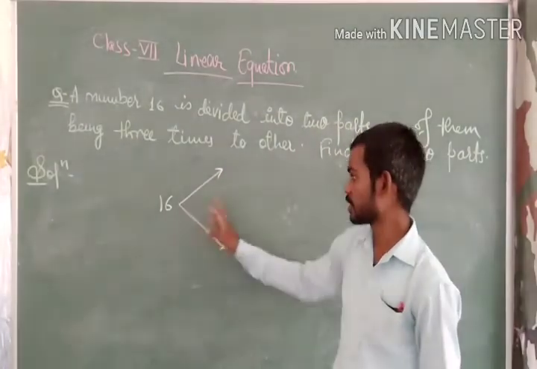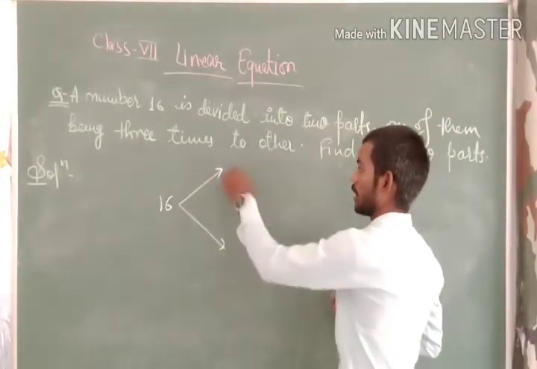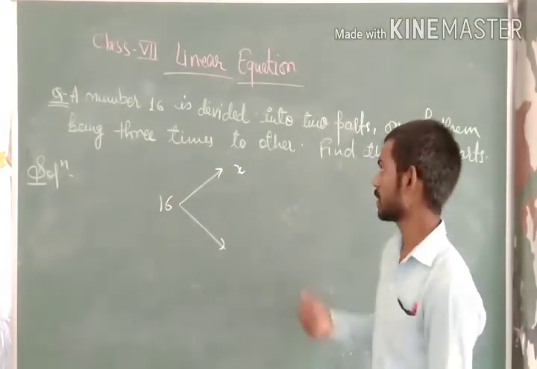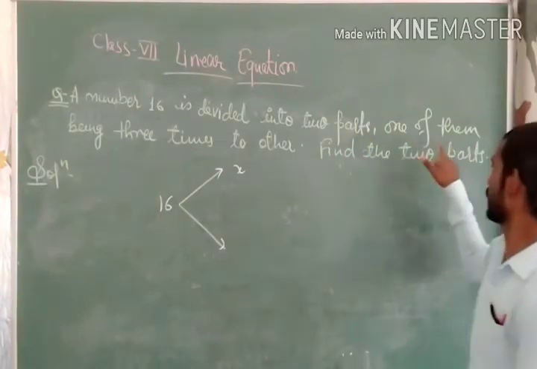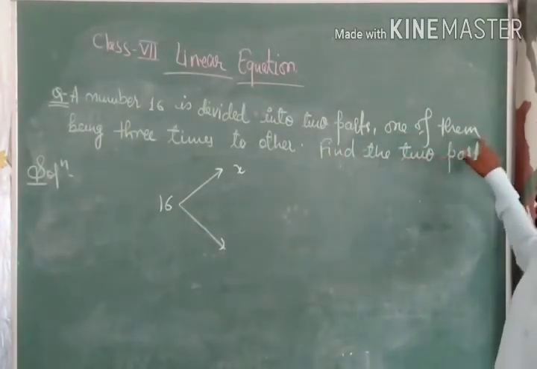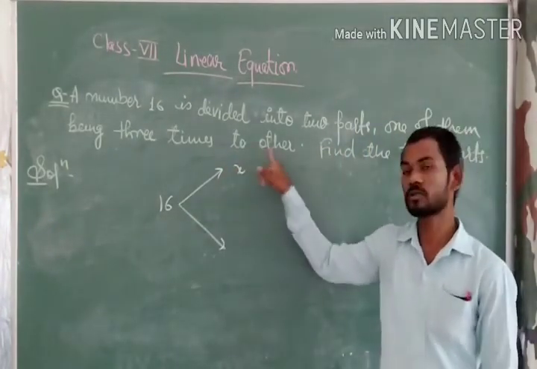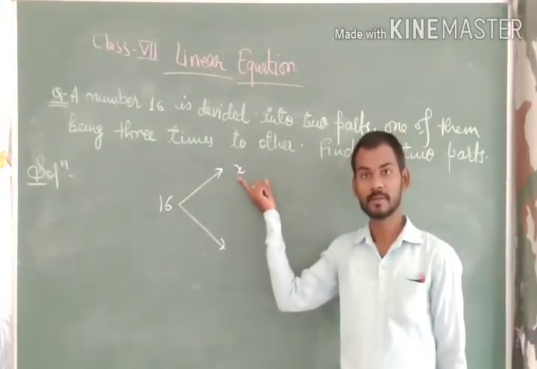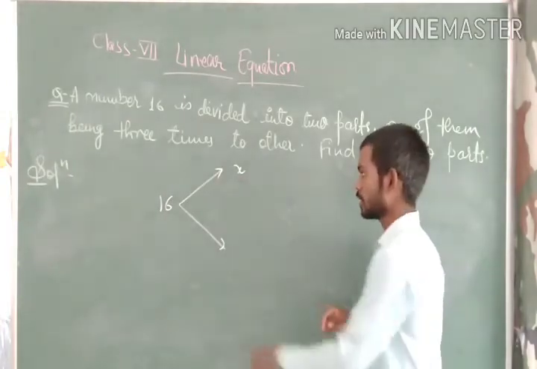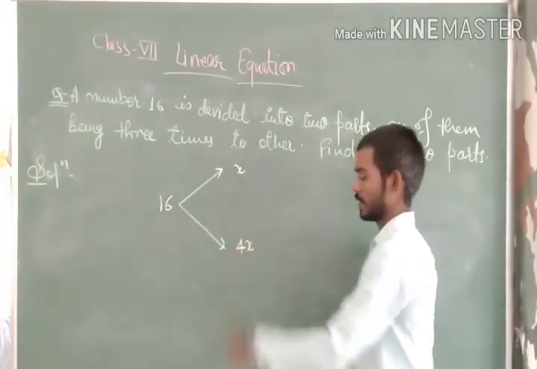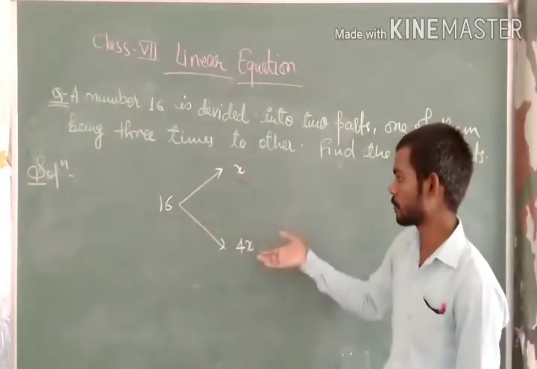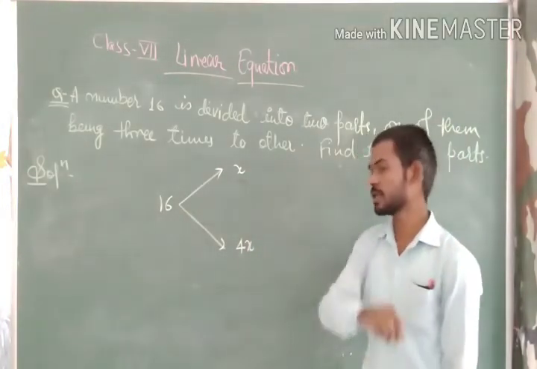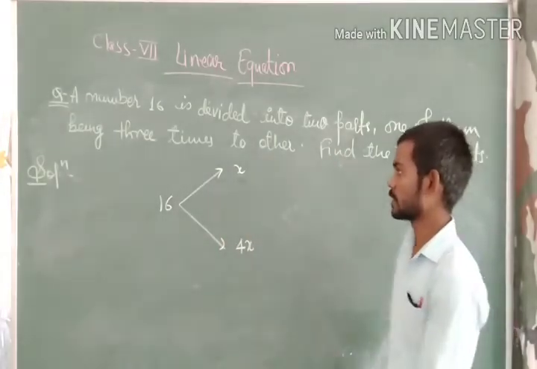Let 16 be divided into two parts, meaning the one part is x, and the second part, as the question explains that one part is 3 times the other, means if the first part is x, then the second part is 3x. Here we have to find the value of x and the value of 3x. The question is very simple. Now let's start.